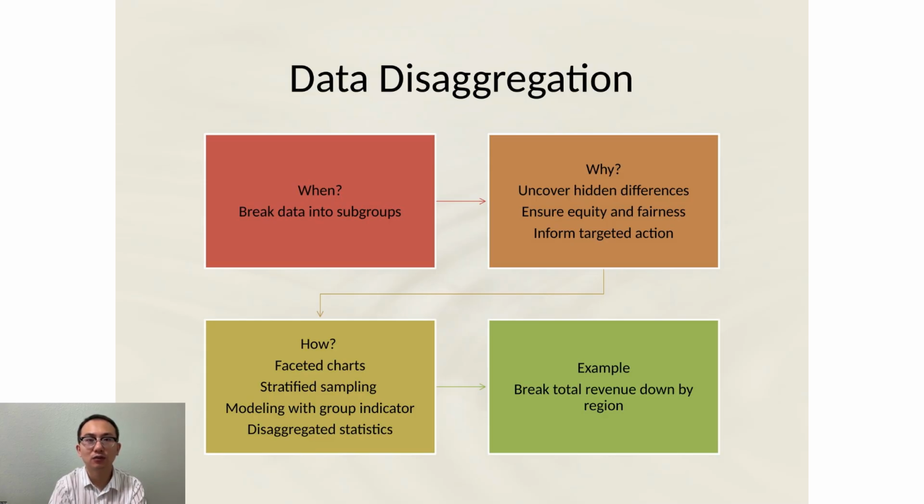Common techniques include faceted charts, which separate plots for each group, stratified analysis by splitting data into meaningful layers, using dummy variables for categorical data in models, and reporting disaggregated summary statistics, like average income by department. A good example of data disaggregation is breaking total revenue down by product line, region, or customer type to spot which areas are over or underperforming.